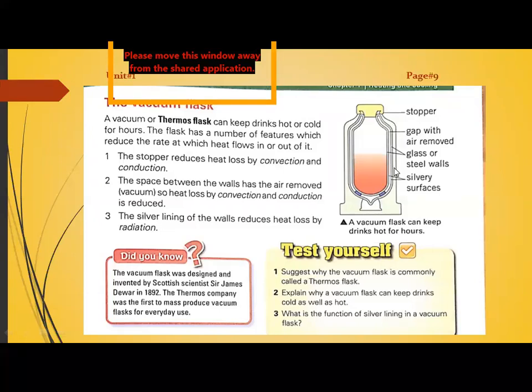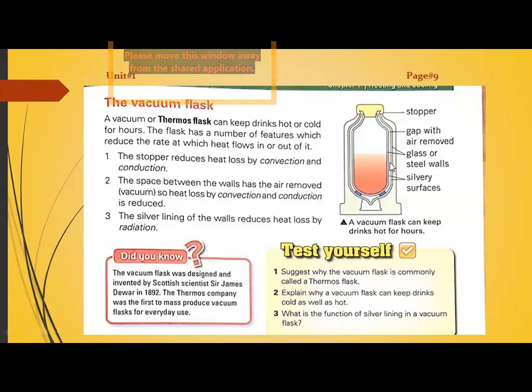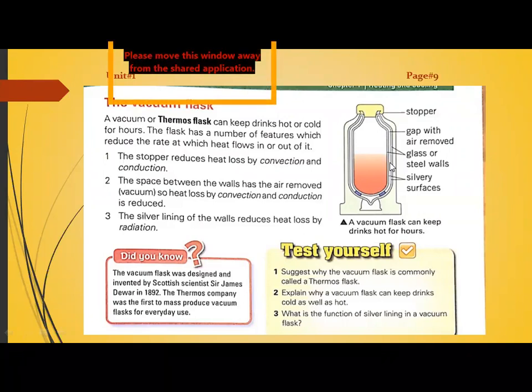Okay, these walls are polished or they will be silvered. Okay, and the result of it is that it will reflect most of the radiation that is coming from the outside. So it will be reflected, and as a result, the liquid inside this glass will be quite hot or cold for a very long time, or for so many hours.